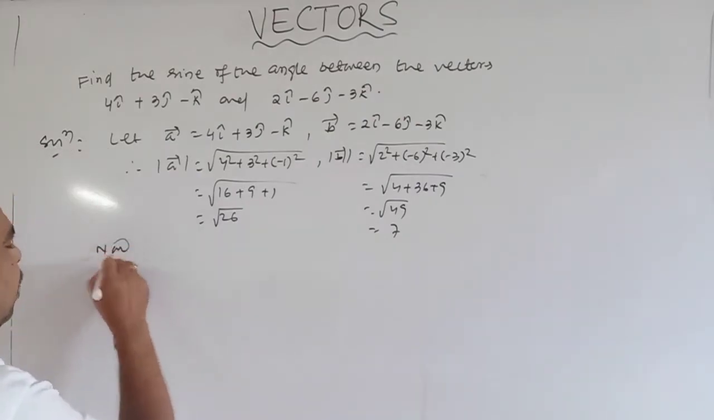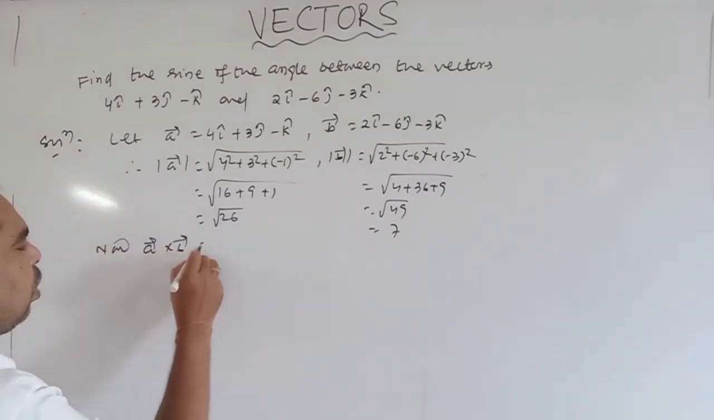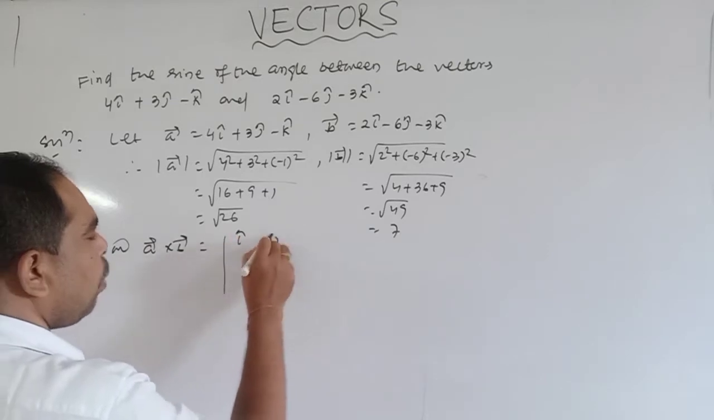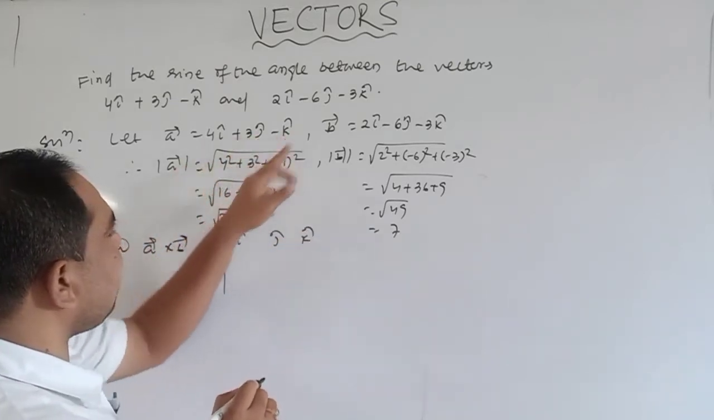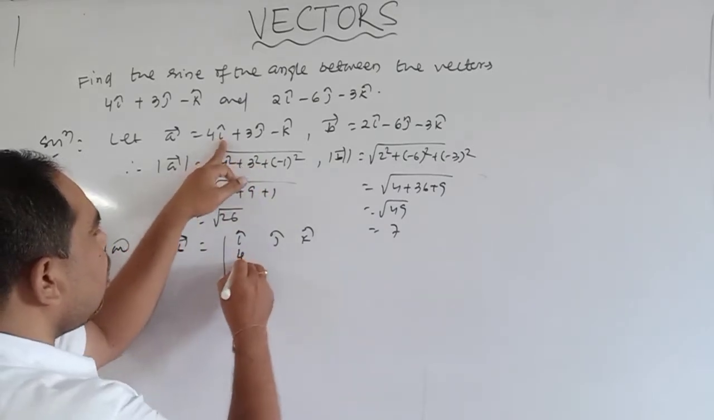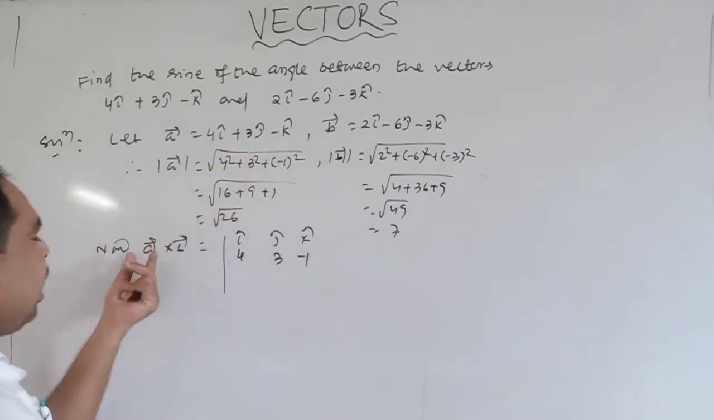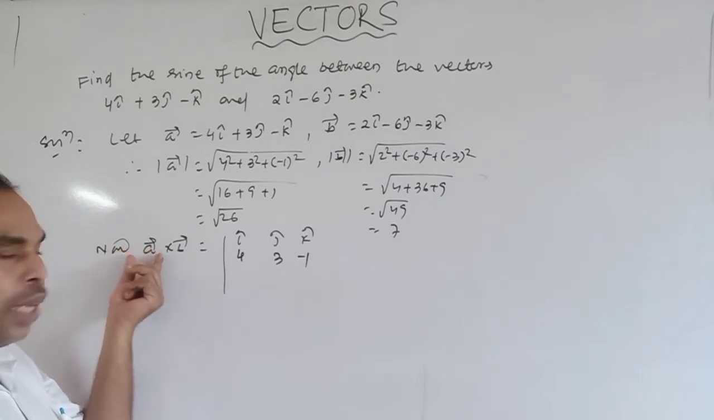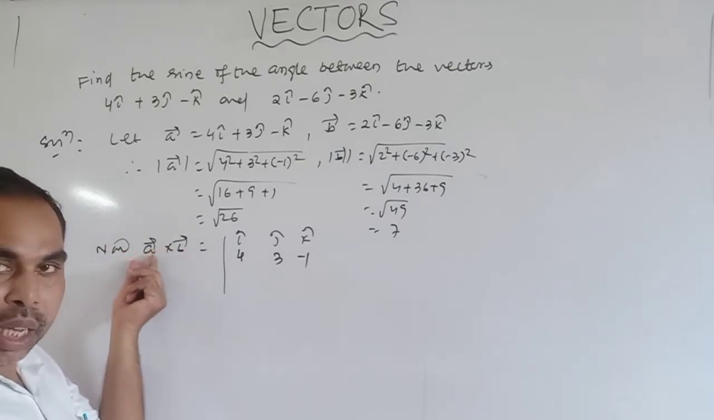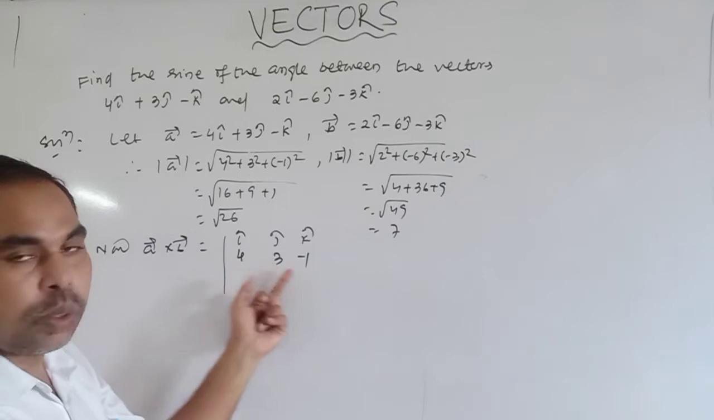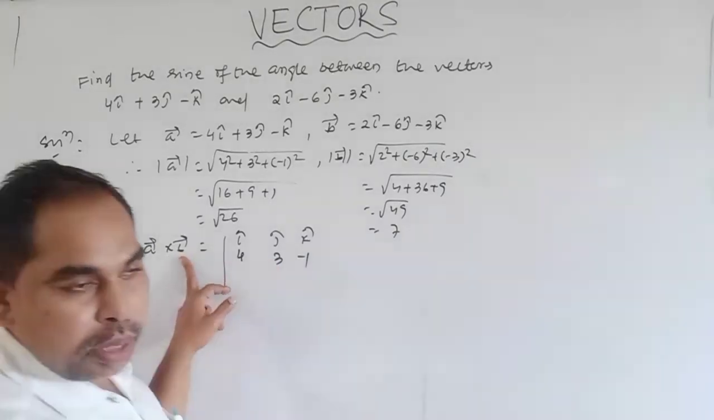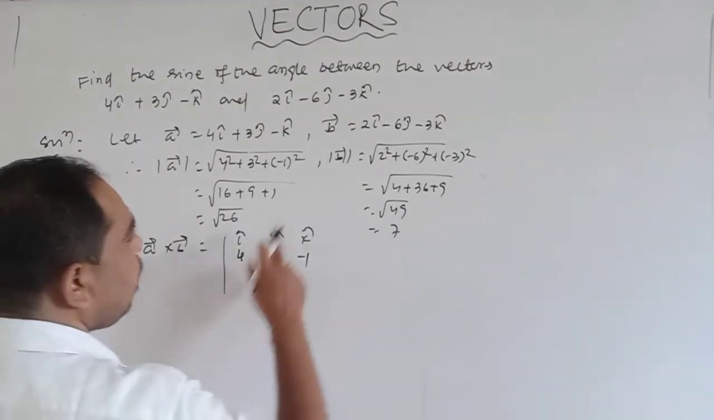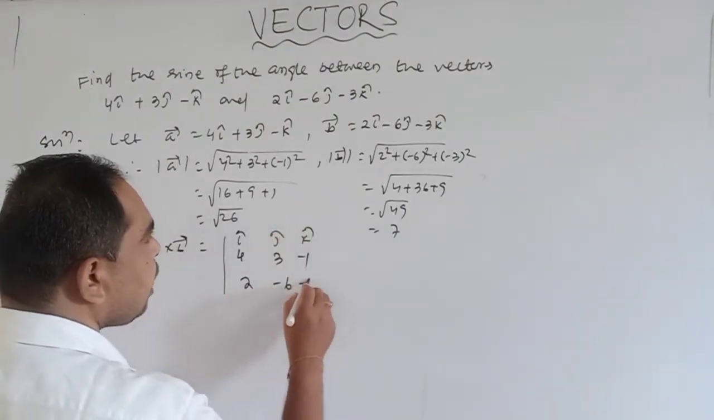Now A cross B is equal to the determinant of i cap, j cap, k cap. Next, what is A vector? 4i plus 3j minus k. So the coefficient of i is 4, then 3, then minus 1. First write A, so A is written in the second row, then B in the third row, because A cross B is not equal to B cross A. So next, B: 2, minus 6, minus 3.